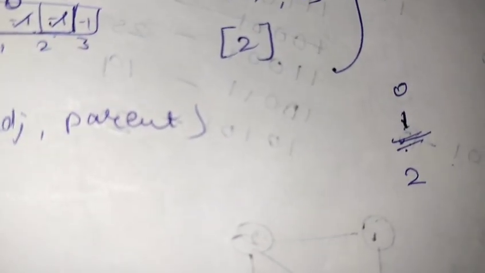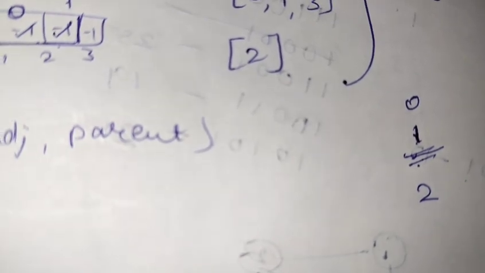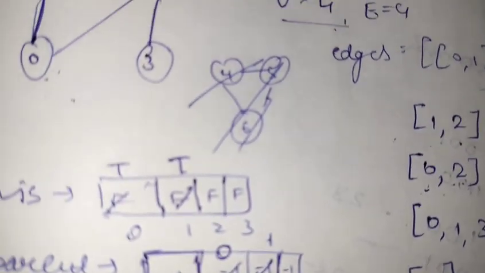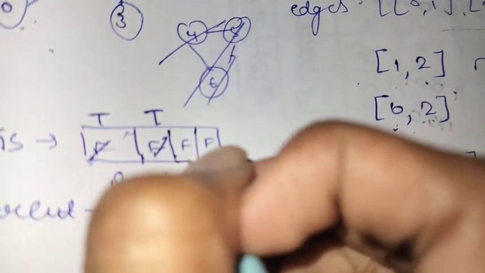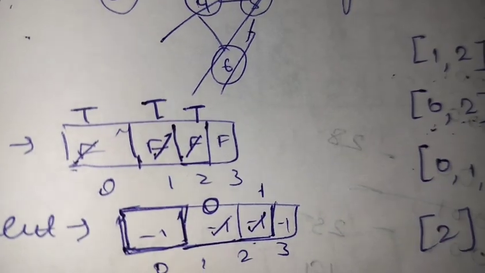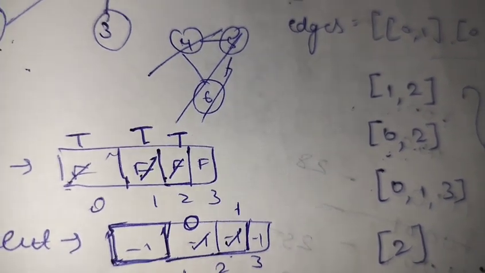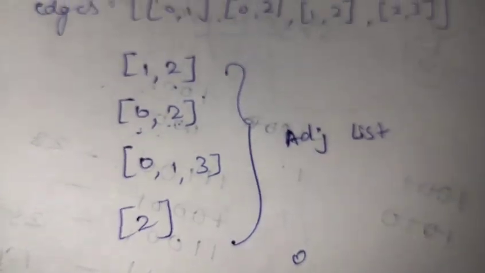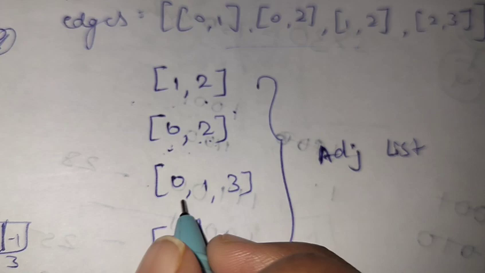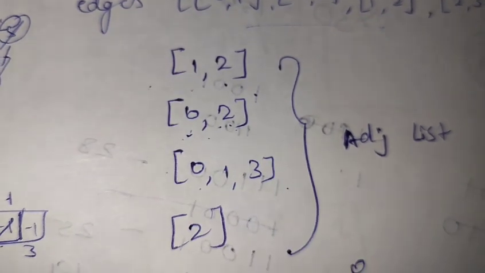Okay, now I ran DFS on 2. So what is going to happen, since I'm going to run DFS on 2, I'm going to visit 2, so it will become true. Now I will check the nodes which are connected to 2. So I came here, it is 0, 1 and 3. First let's check 0.